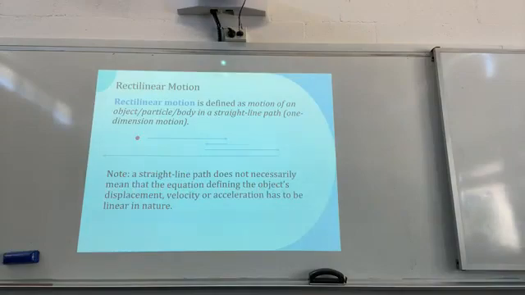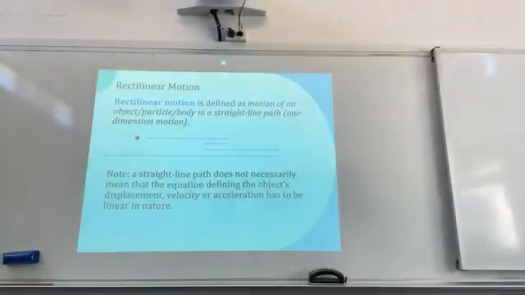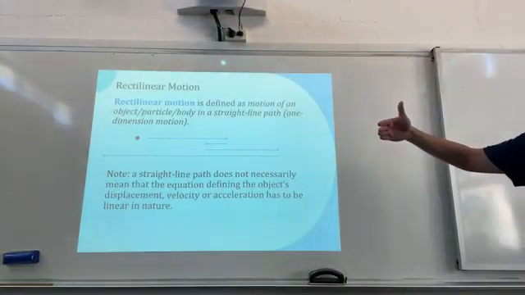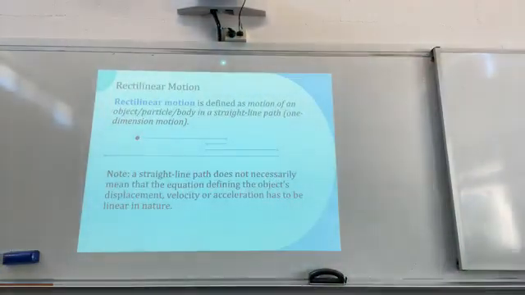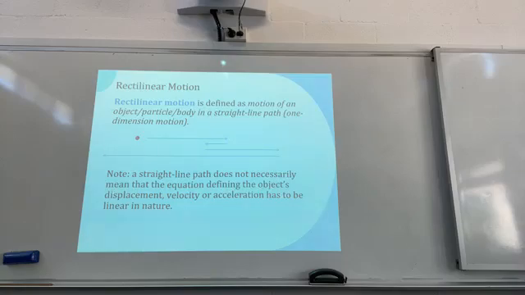A straight line path does not necessarily mean the equation defining the object's displacement, velocity, or acceleration has to be linear in nature. You're just walking a straight line. It's not linear in terms of the function, because I can keep going faster and faster. So you can see that when I come this way, it is actually increasing, the function will be increasing. So any rectilinear motion could be represented by any function.